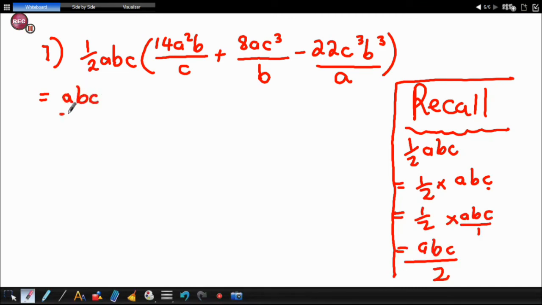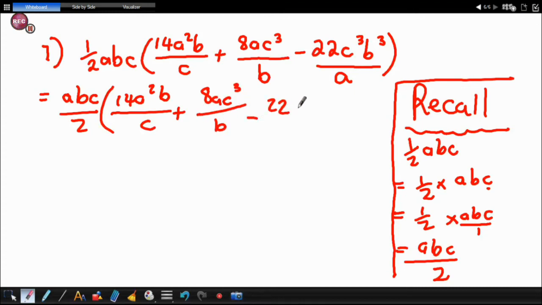So you will have ABC over 2, and then in brackets you have 14a squared b over c plus 8ac cubed over b minus 22c cubed b cubed over a. Then you close your bracket. Now, it looks a bit ugly, sorry. Let me just try and fix that. We try and fix 22c cubed b cubed over a. Looks better.